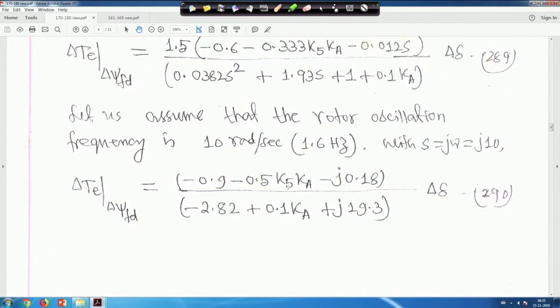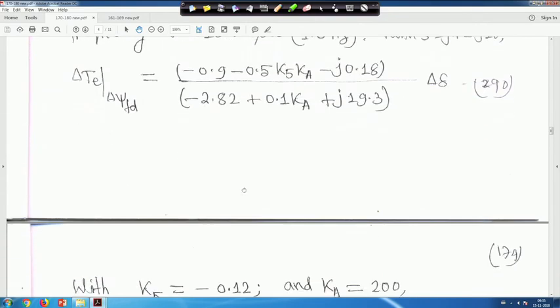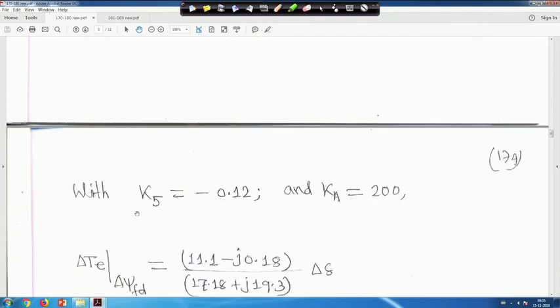So, the K5 value has not been substituted yet, but the rest of the values have been substituted here. So, this is equation 290. This is delta T due to delta psi FD, which I have explained before. Now, suppose K5 is equal to minus 0.12, whatever value we have taken for K5, and K is equal to, say, 200.